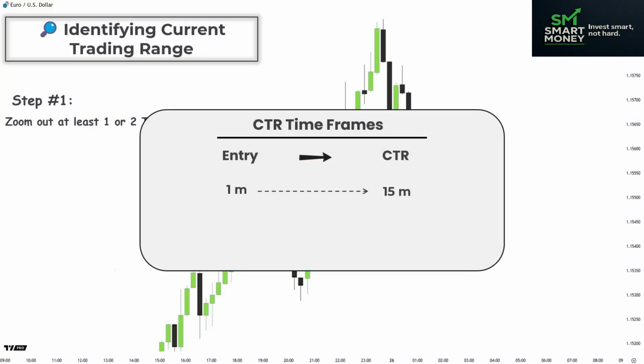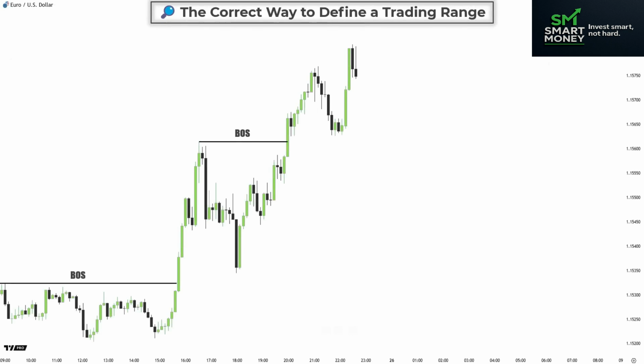If you trade from the 5-minute, look at the 15-minute, 30-minute, or 1-hour time frame. If your entry time frame is 1 hour, your trading range should come from the 4-hour or daily time frame. And this is critical. Never define your trading range from your entry time frame. To define a valid trading range, you must locate the last valid and confirmed break of structure impulse leg.